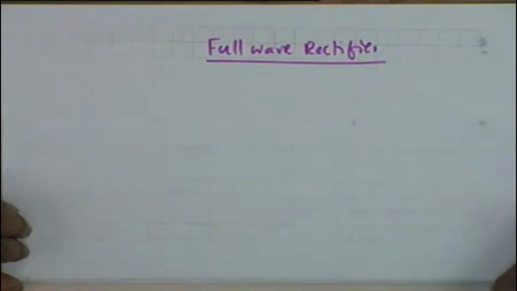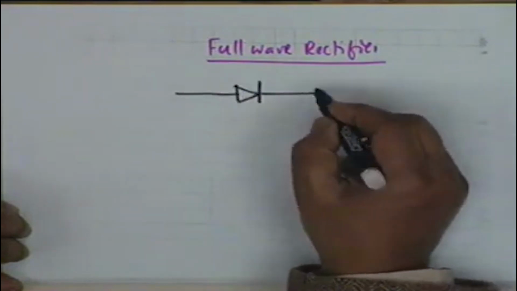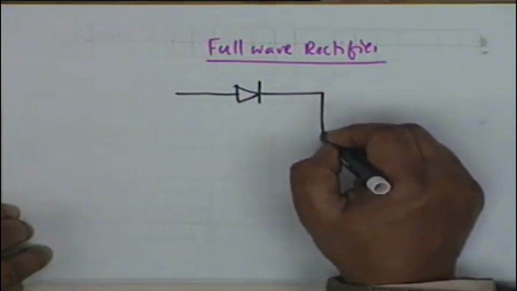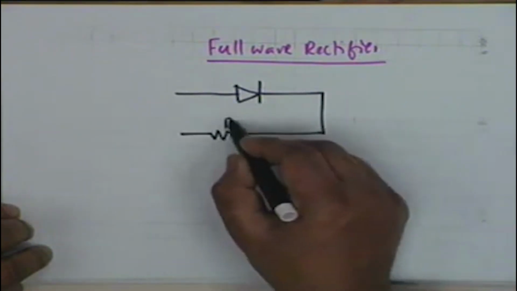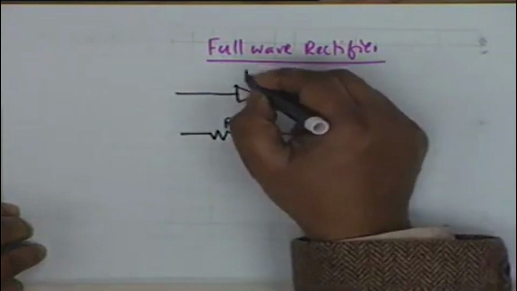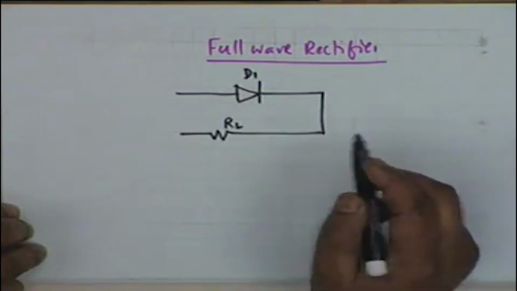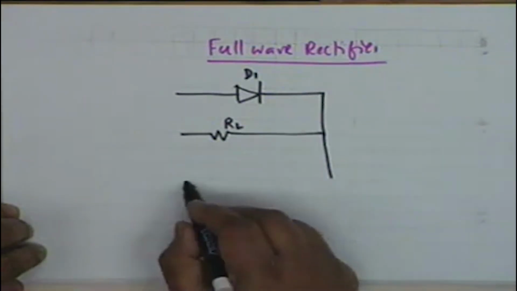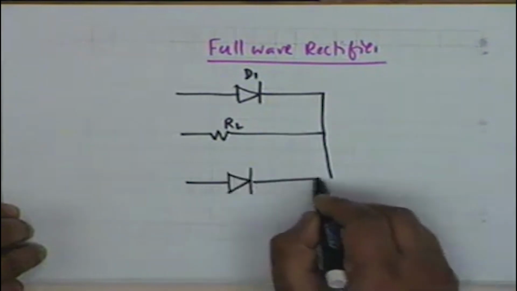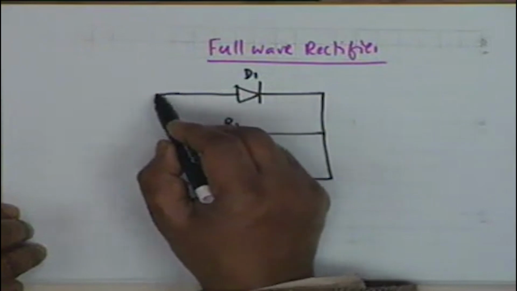Okay, first let me draw the rectifier circuit, then I shall draw the transformer. We have the load here, and this is one of the diodes, call this D1, and the other diode is here. All right, the circuit is like this.